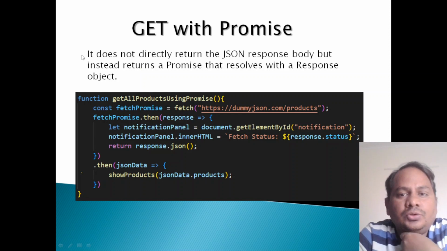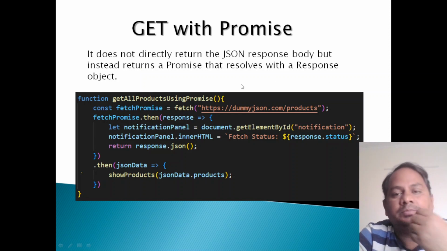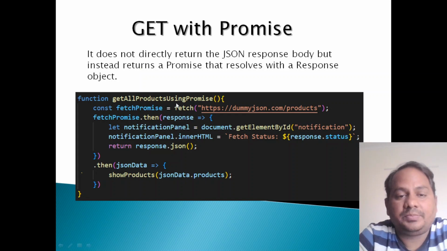Okay. So the important thing in the fetch API is that when we hit the API, it returns a promise. Okay, it returns a promise. It does not directly return a response object. Okay, so you can see there is a function called get all products using promise, and we are calling an API which is a public API.